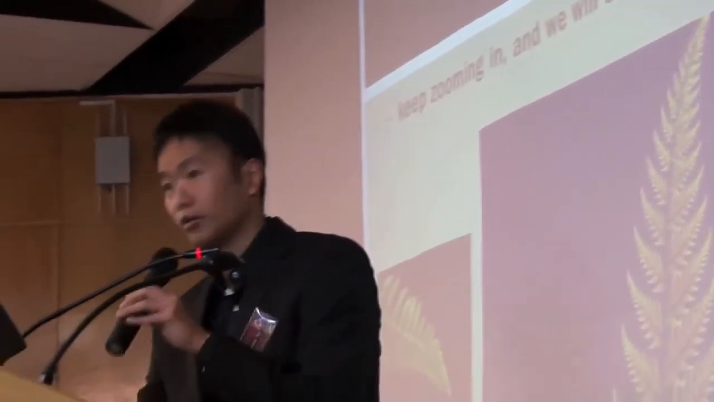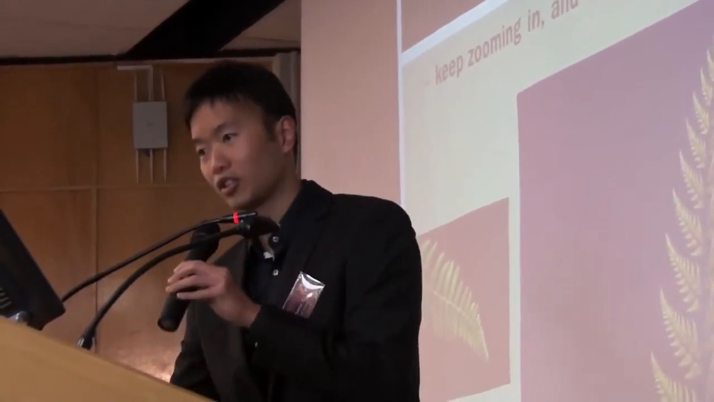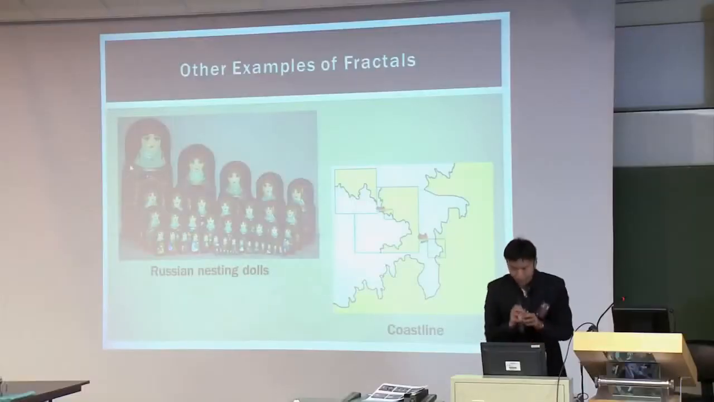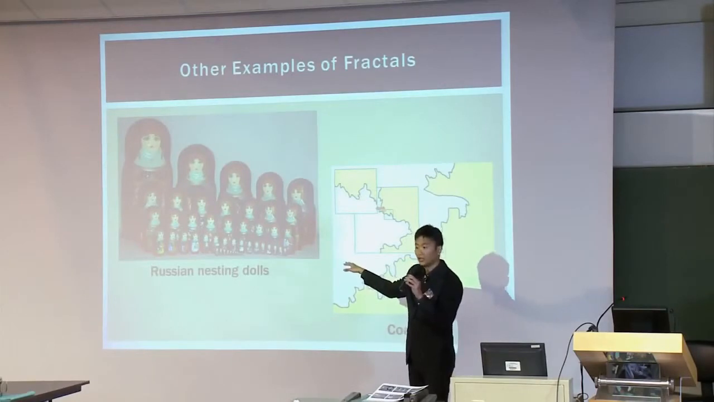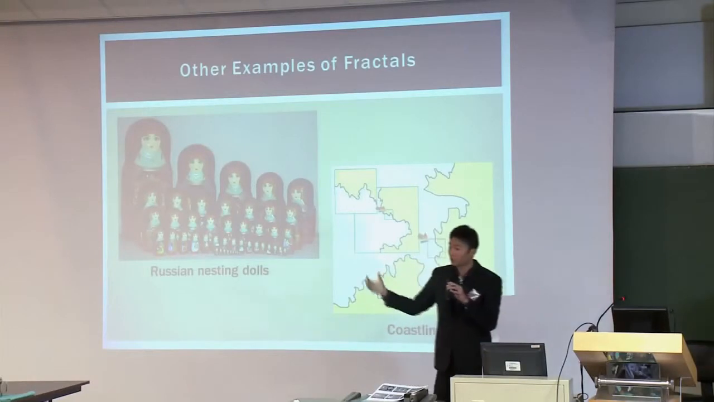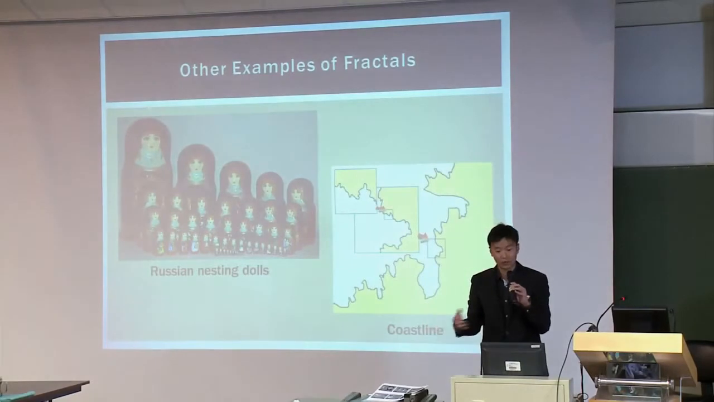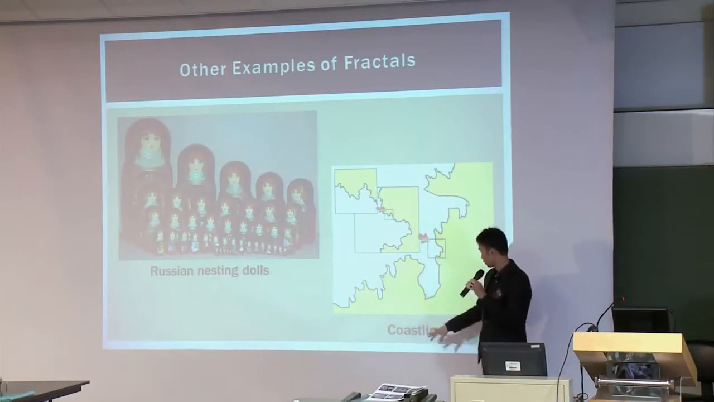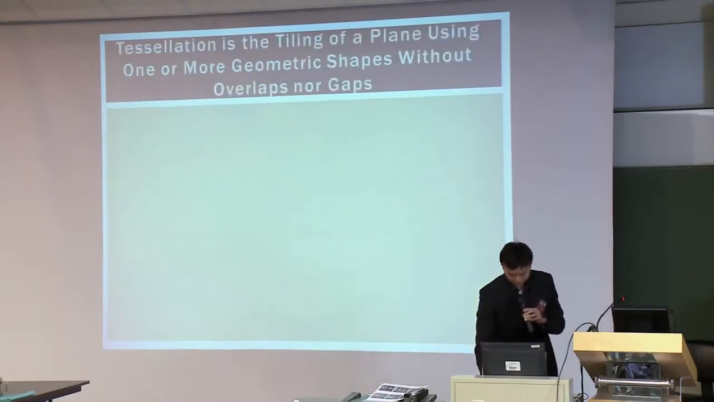Now I've been showing you guys a lot of plants, but it's not just plants. Let me go to the next one. Other example, I don't know if you guys have seen this before: the Russian nesting doll. It's self-similarity. From the big one you open it, you get a smaller one. You keep opening, you get smaller and smaller ones. People are also inspired by that and create products like that. Coastline, that's another one where you can see fractals.